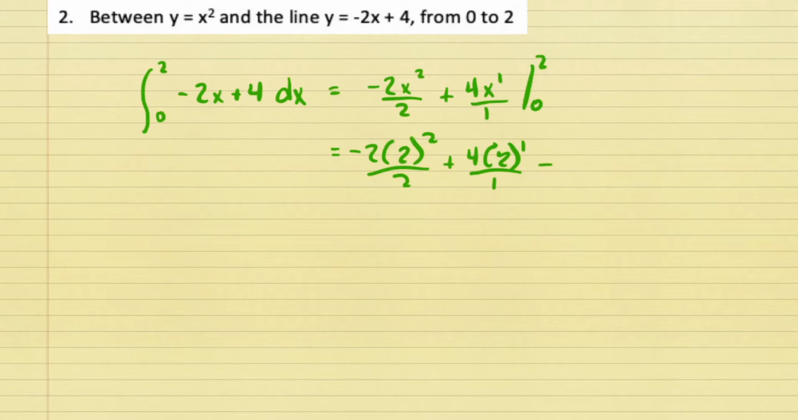So we should get an area of 4 there. It's negative 4 plus 8, so it should be 4 for the area. So that's the area underneath the line.